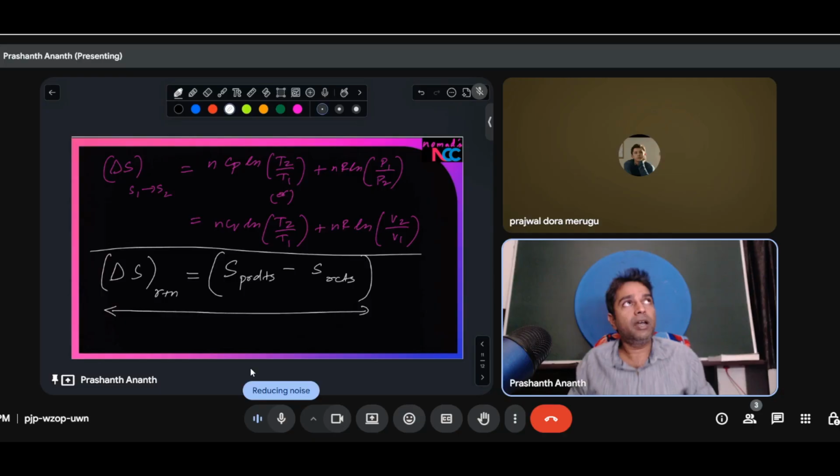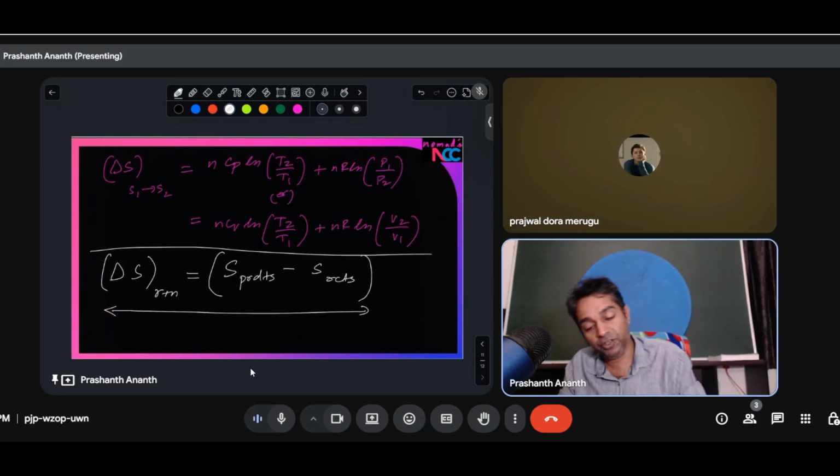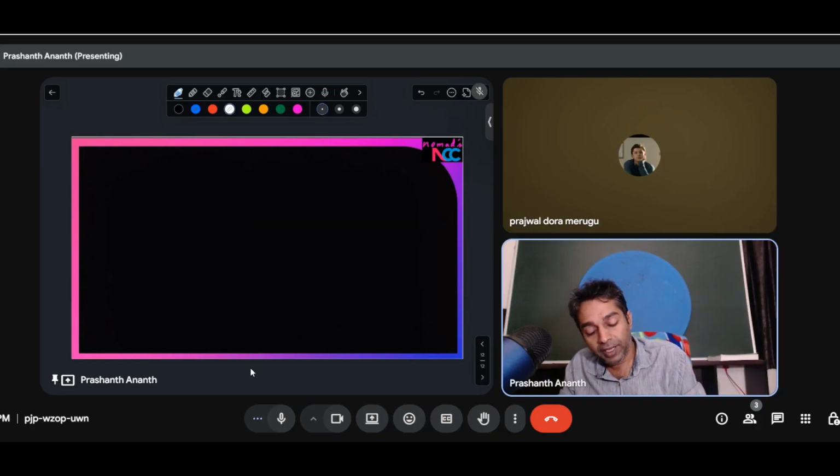Other than this, I think we are cleared off with entropy now. We can go for Gibbs energy now. Now, Gibbs energy, what is the reason to define this fellow over here? It is defined as H minus TS.